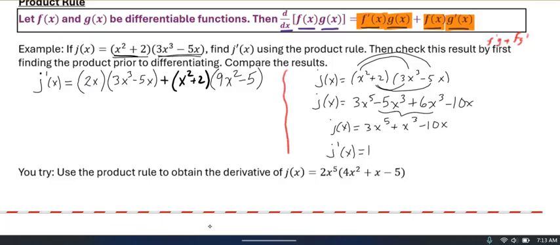First one, 5 times the 3 that's already there is 15. Reduce the power by 1. This one, 3. Bring the 3 down. Reduce it by 1. And this last one, minus 10. That's our derivative using that first method.